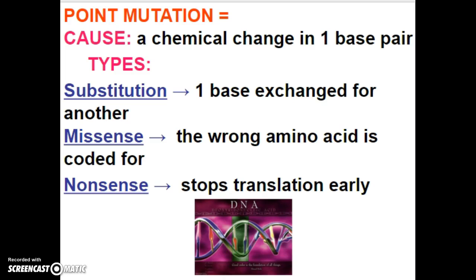In a nonsense point mutation, there is some reason along the point of the DNA molecule where translation, or making amino acids into proteins, just stops for no reason. So stopping translation early is called a nonsense mutation because it makes very little sense.